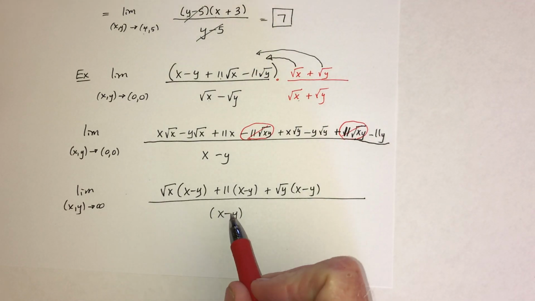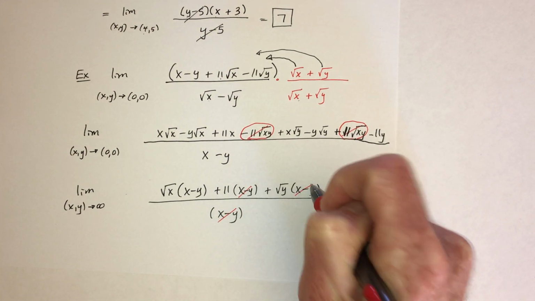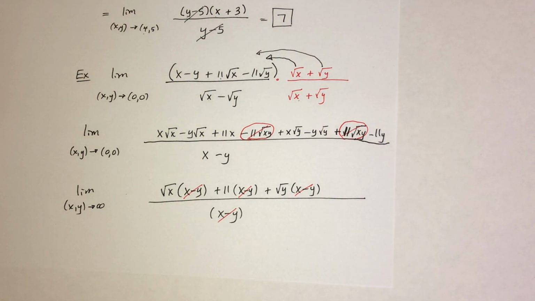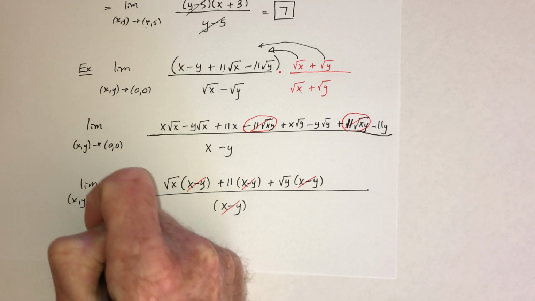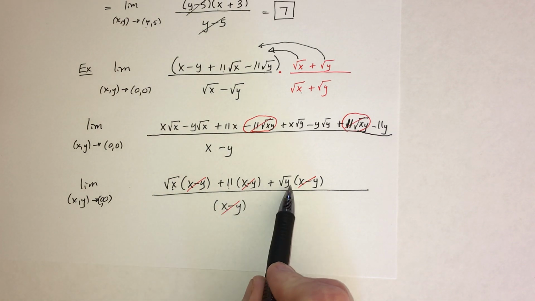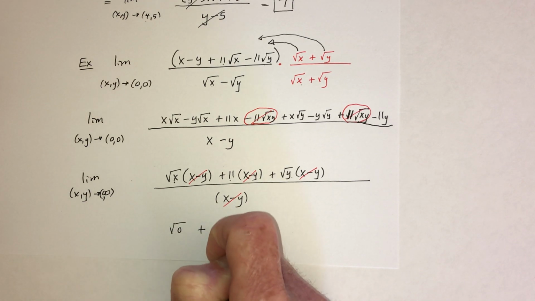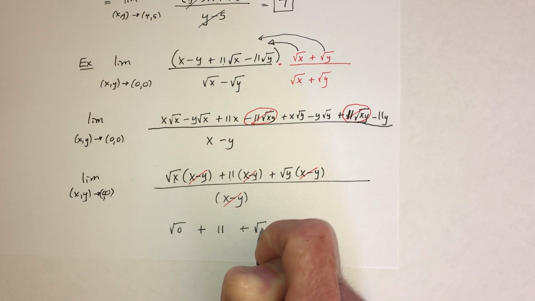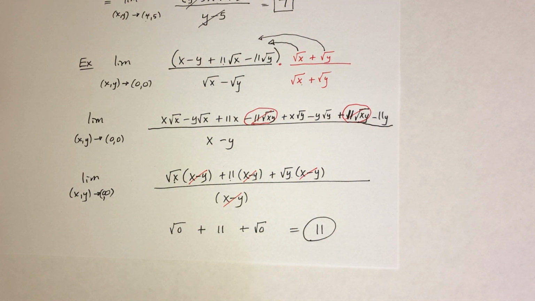So beautiful, I don't even want to cross anything out, but I need to. Cancel, cancel, cancel, cancel. So all that's left is this, which is becoming 0, an 11, and this, which is becoming 0. So then it would be the square root of 0 plus an 11 plus the square root of 0. So the final answer is 11.